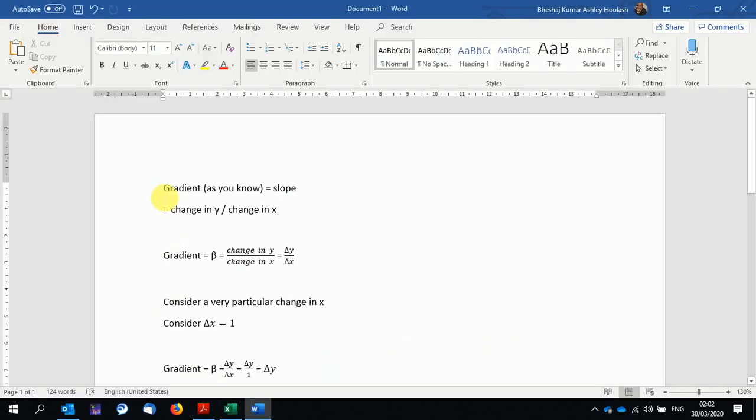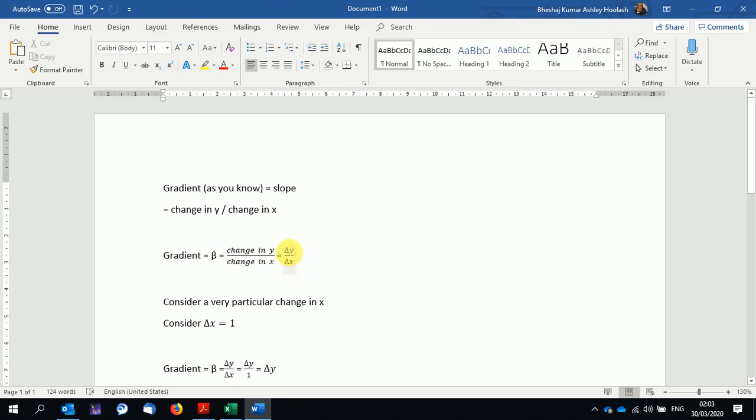Now quickly, what you should know by now is another word for gradient is slope, and gradient is usually found or calculated by using change in y divided by change in x. This is what you've seen before. This is how you calculate gradient. Now this is just notation wise. Change is denoted by a little triangle here, change in y divided by change in x.